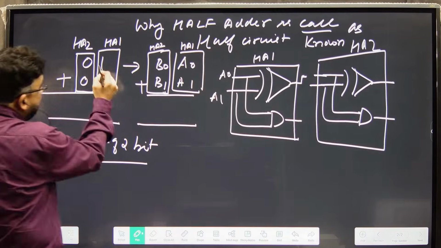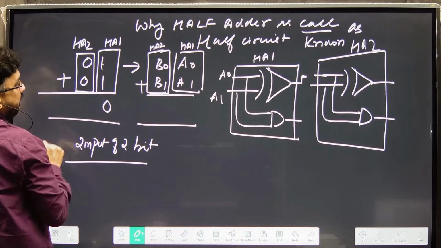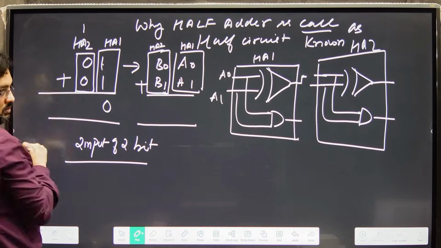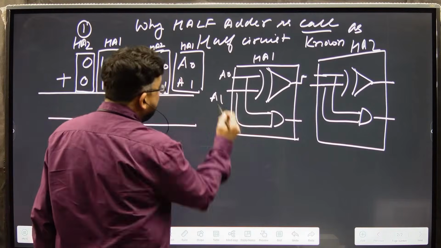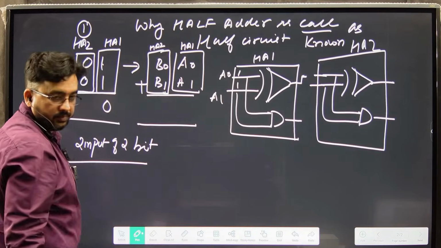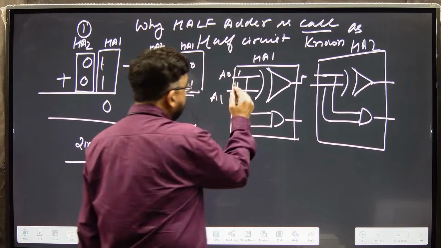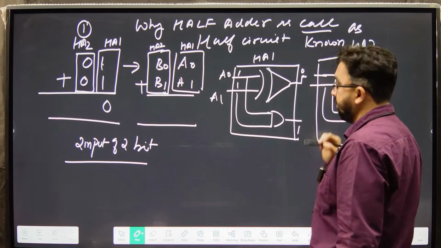If you add 1 plus 1, what happens? 0 will come here and the carry will come out. This is my carry out. Similarly, you will add A0, 1 and 1. So what happened? Your sum will be 0 and your carry will be 1.